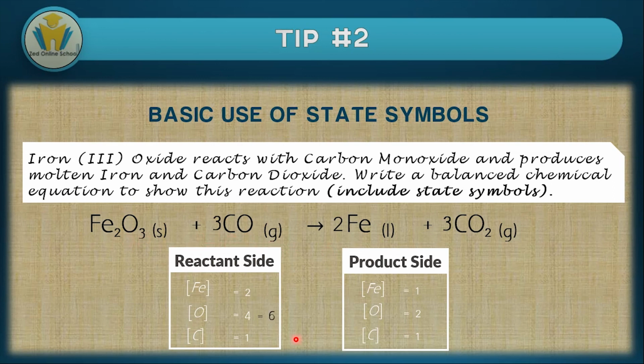We've got 6 oxygen atoms on our reactant side, 3 carbon atoms, as you can see. Then we go to our product side, we've got 6 oxygen atoms once again, 3 carbon atoms, and 2 iron atoms. This is very nice. Our chemical equation is balanced.